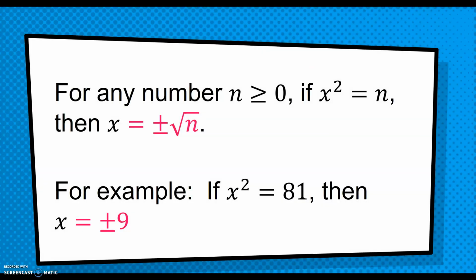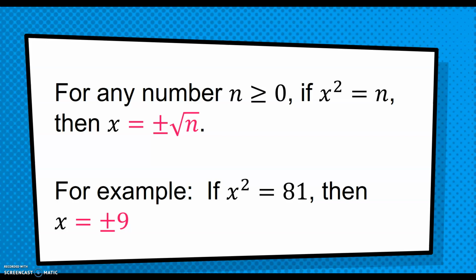quadratic unit. So if we're going to talk about the square root property, then we need to define it. So for any number n greater than or equal to 0, so that means n is just a positive number, if x squared equals that positive number, then x is going to equal the square root of that positive number. But it's not only going to equal the positive part of it, it's also going to equal the negative. And I think you'll notice when we look at the example below why that is. So, for example, if x squared equals 81, then x equals plus or minus 9.